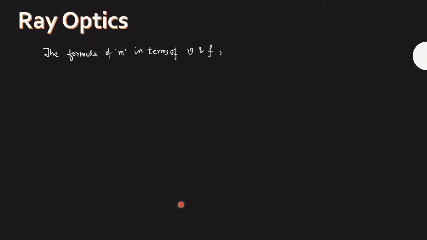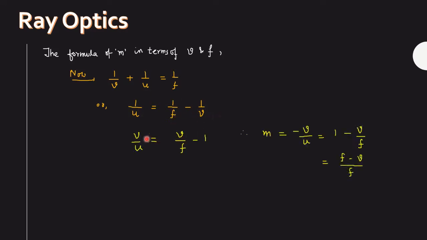Now we will try to obtain the formula of magnification in terms of image distance and only focal length. For this, we require the mirror equation, that is 1 by v plus 1 by u equals 1 by f. So we keep 1 by u on one side and write 1 by f minus 1 by v, and thus multiplying v with both sides of the equation, we obtain v by u equals v by f minus 1.